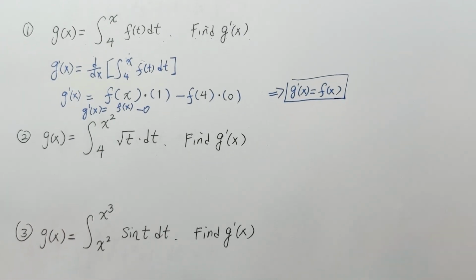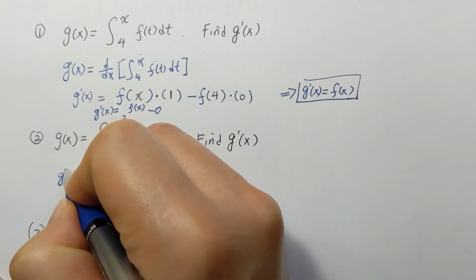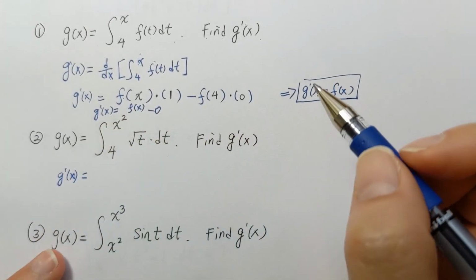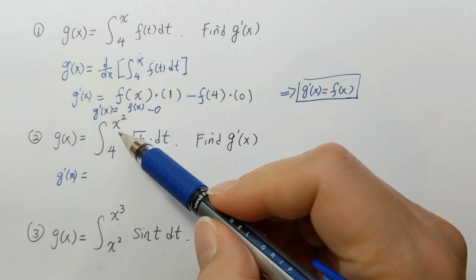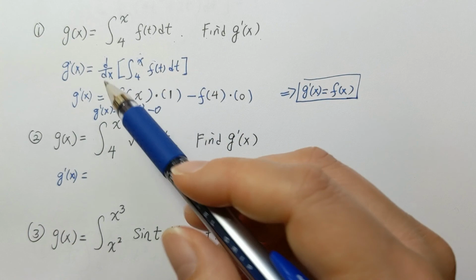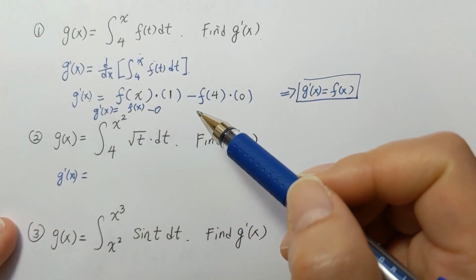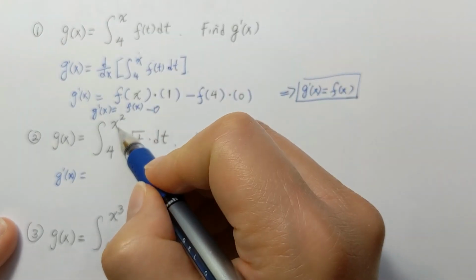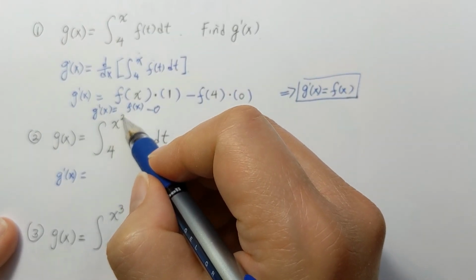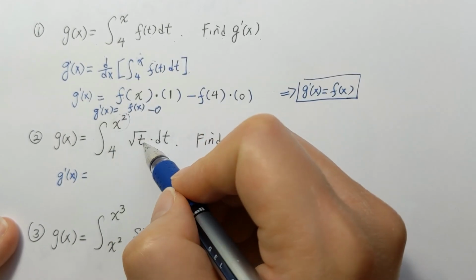Now let's take a look at question number 2. Number 2, we had to find g prime of x. So we're going to take the derivative of the integral. This time I'm going to skip one step. I'm going to skip the d/dx. So we're going directly to substitution, and we have x squared as the upper limit. We're going to substitute x squared into t.